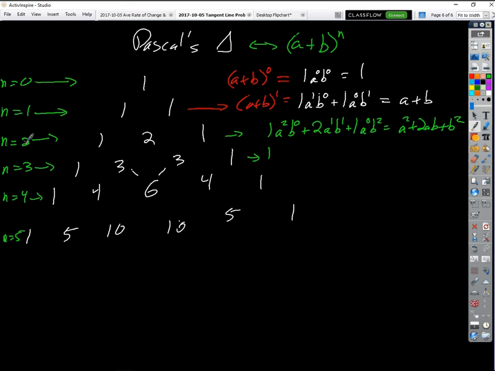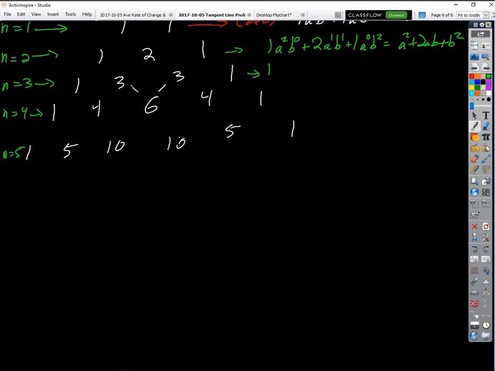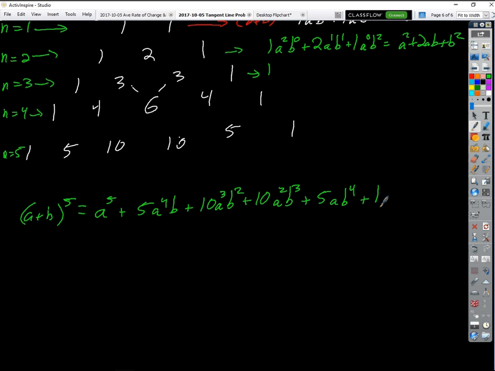So we could jump down to something like the last one here, and that tells us that a plus b to the 5th equals 1 a to the 5th, b to the 0, which we wouldn't write, that's just 1, plus 5 a to the 4th b plus 10 a to the 3rd b squared plus 10 a squared b to the 3rd plus 5 a b to the 4th plus b to the 5th.